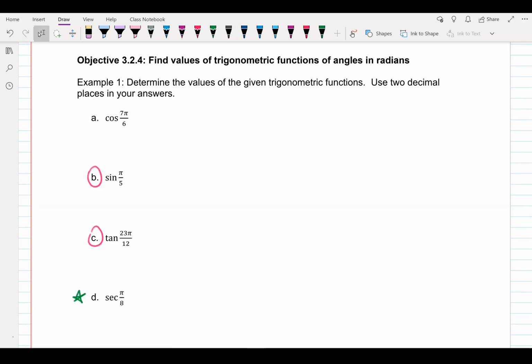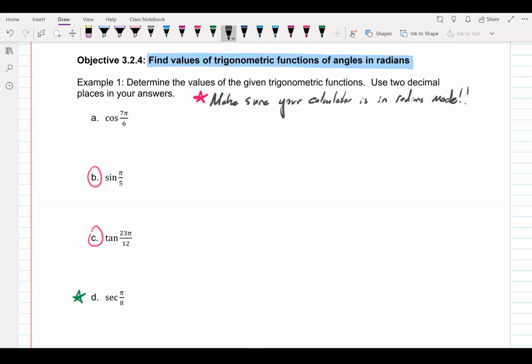In this topic, objective 3.2.4, we need to find the values of the trig functions of angles in radians. Interesting, we haven't done this before. We've only found the values of trig functions of angles in degrees. So the most important thing is, if it's in radians, make sure your calculator is in radians mode. If you do that, putting this in is going to be super easy. One little extra piece of advice: if you see pi and you're dealing with trig, you should be in radians mode.